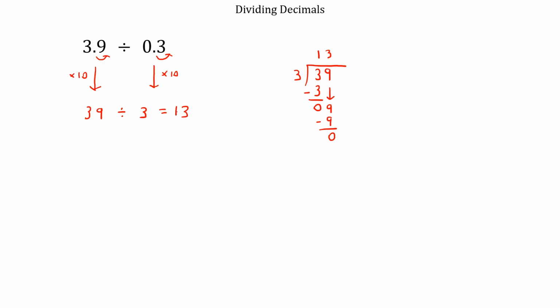But remember what we did for multiplication? Because we multiplied by 10 twice, do we have to divide by 10 twice? And the answer is no. For division, it's different. You don't have to reverse it and divide by however many times you multiplied by. So your final answer is just going to be 13. And you can check with a calculator to prove if that's correct or not.